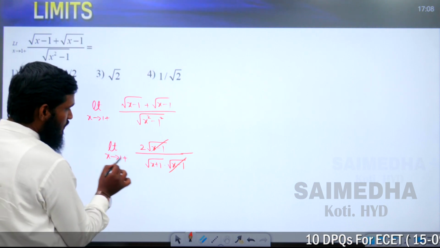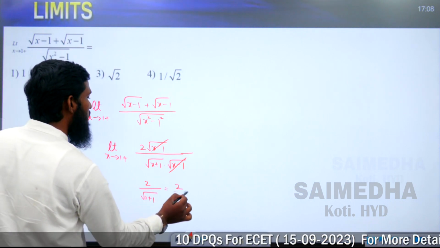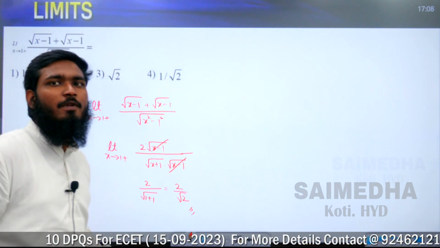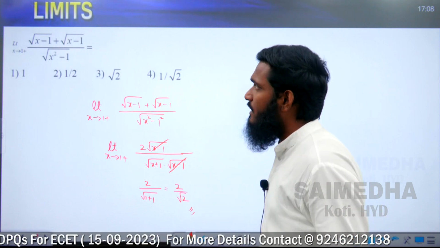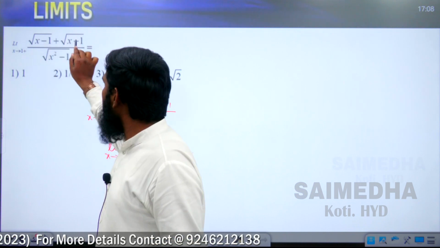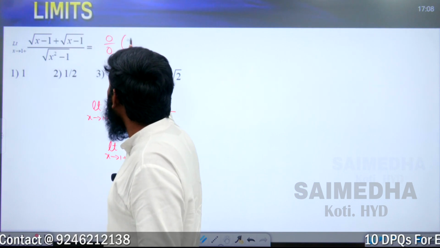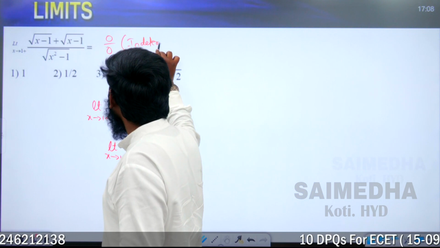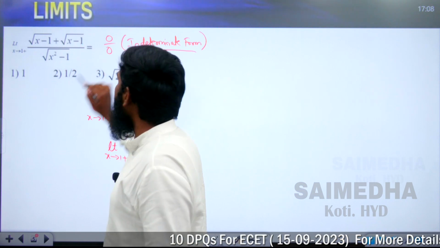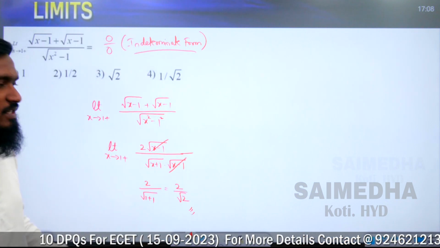Now substituting the x value as 1, we get 2 divided by under root 1 plus 1, which equals 2 divided by root 2. 2 by root 2 is the answer. Now why did we do this simplification, and why not directly substitute x as 1? Listen carefully. If we substitute x as 1, 1 minus 1 becomes 0, and 1 square minus 1 is 0, so we get 0 by 0, which is an indeterminate form. Whenever we get an indeterminate form, we have to make some changes or simplification in the question, and then we will get the answer.